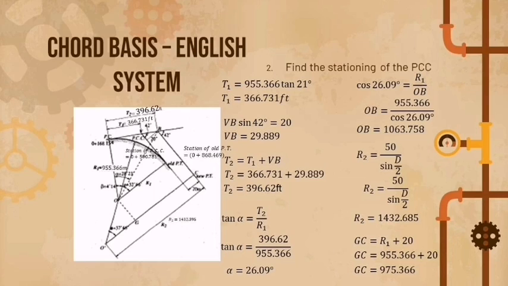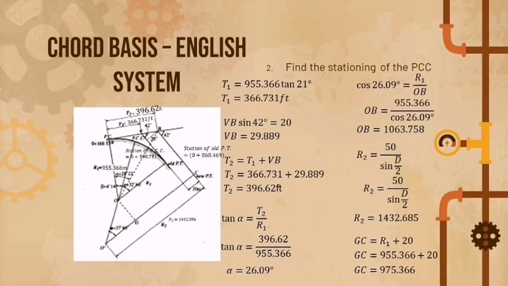And for the radius, we're using again the different formula, which is R2 equals to 50 over sin degree over 2. So the degree, I didn't change the degree, but our degree there is number 4. So R2 equals to 50 over sin 4 over 2. So the radius 2 is equals to 1432.685.